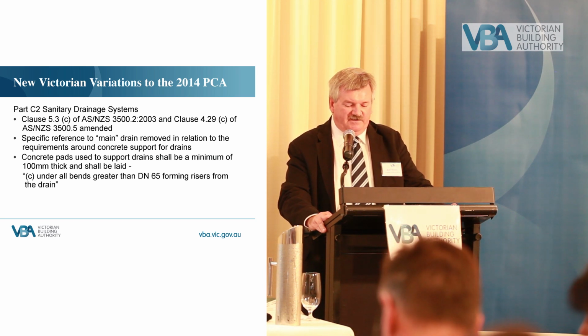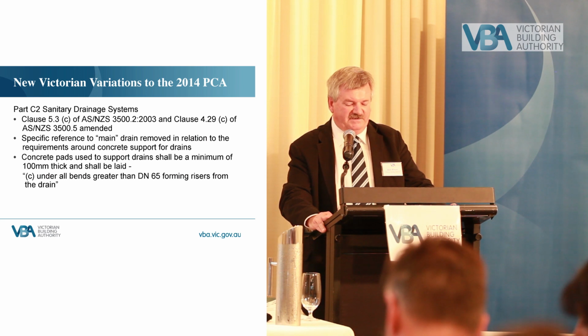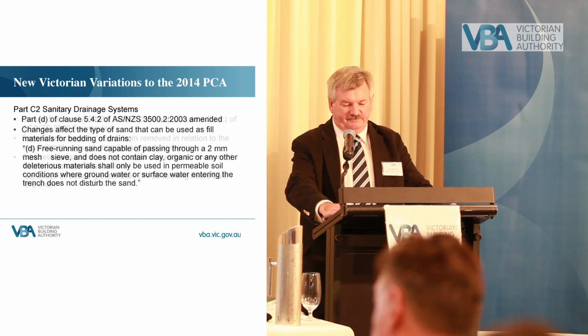Under the sanitary drainage systems requirements of AS 3500.2, relating to concrete supported drains, the Victorian variation has amended clause 5.3c to remove specific reference to the word main. A similar change has been made under clause 4.29c of AS 3500.5 to maintain consistency between the two standards. Concrete is to be installed under all below ground sanitary drain bends greater than DN65, forming rises from the drain.